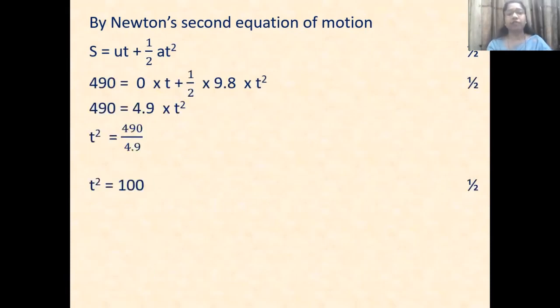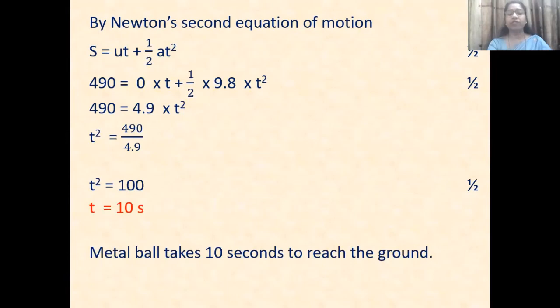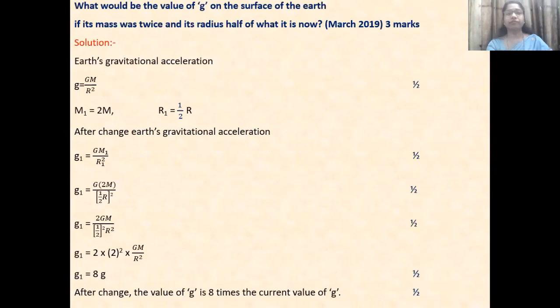Substitute into the formula and you can see you get the value of t as 10 seconds. So the metal ball takes 10 seconds to reach the ground. Each step carries half a mark. So the question is for 2 marks. We move to the next question.